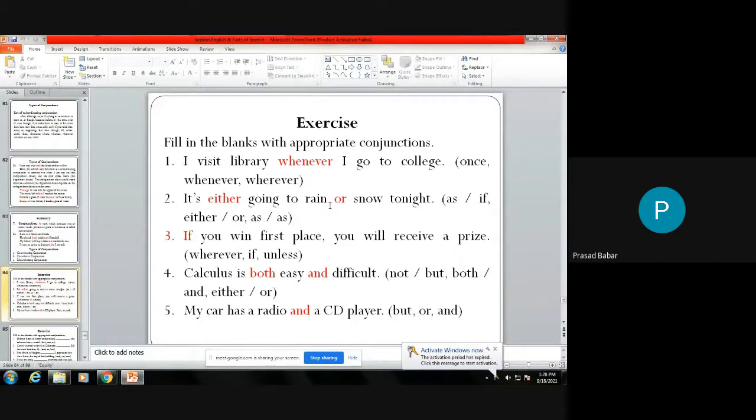I visit library whenever I go to school. Here in the bracket, once, whenever, wherever, these three are the options. We have to choose one of them. For this example, whenever is the suitable conjunction that we will use here. I visit library whenever I go to college.